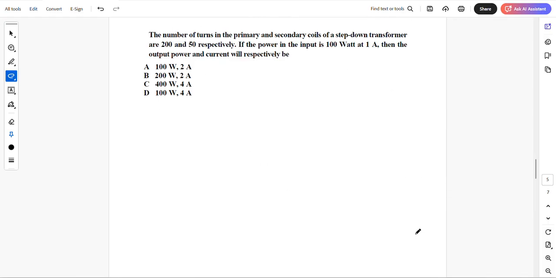Now we will see the last problem for today's class. What is this? The number of turns in the primary and secondary coils of a step-down transformer are... Number of turns is given. Step-down transformer. What is a step-down transformer?